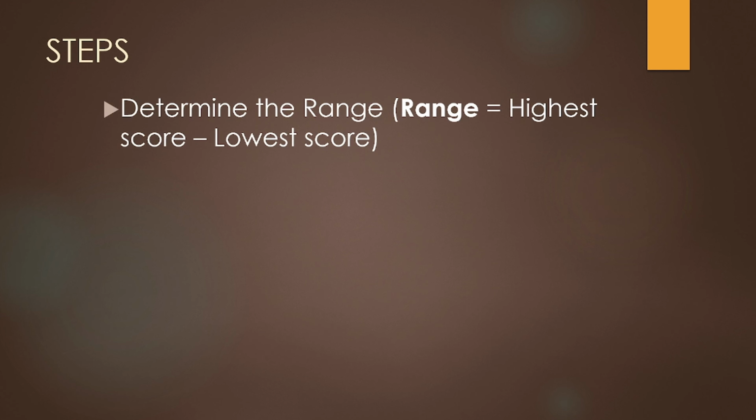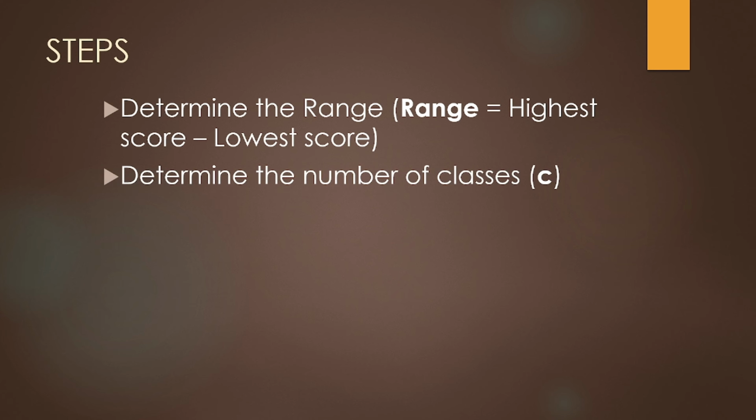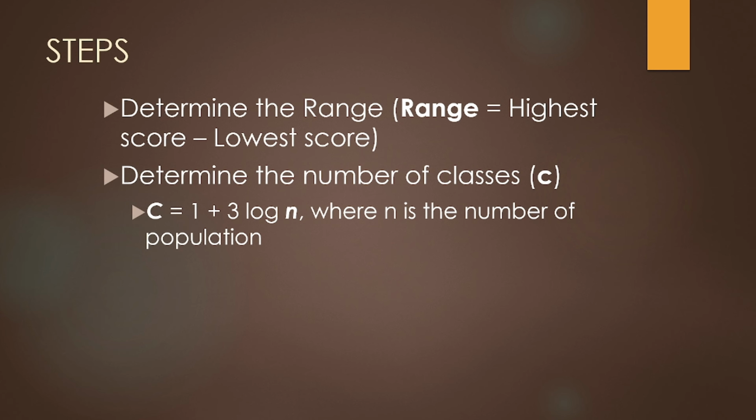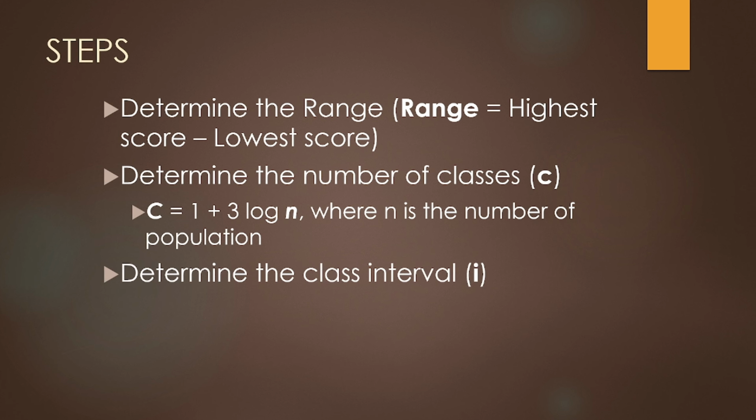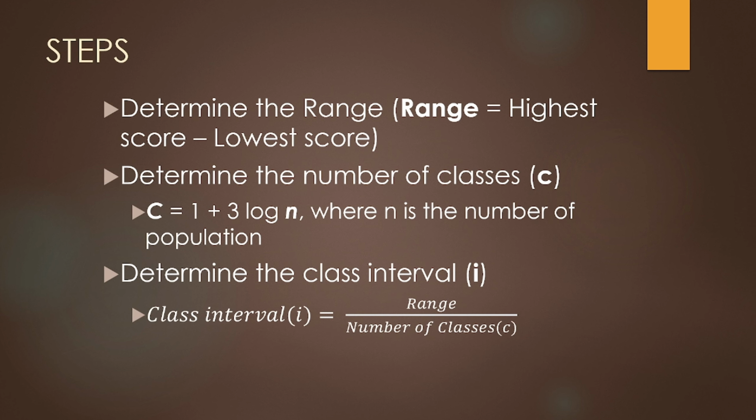These are the steps. First, determine the range, where range is equal to the highest score minus the lowest score. Second step is to determine the number of classes. We are going to use C equals 1 plus 3 the logarithm of n, where n is the number of population. Third step is to determine the class interval. In finding the class interval, we have to use this formula, range over the number of classes, or C.